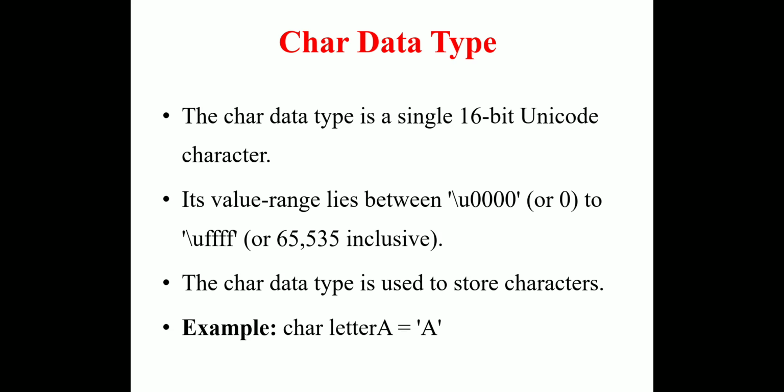Then next is the character data type. The character data type is denoted by the keyword char. It stores a single character constant value in 2 bytes. The size of the storage is 2 bytes. The char data type follows the Unicode character set and is used to store characters only. For example, char letter A equal to 'A'.